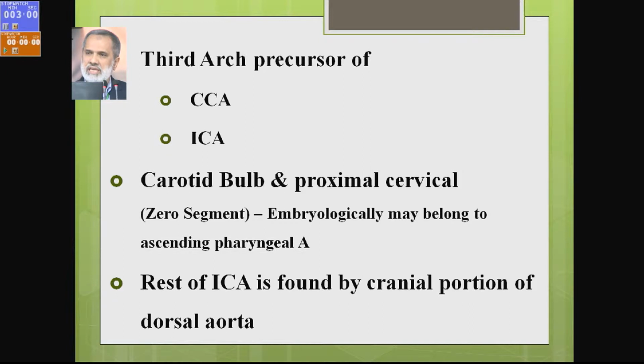So baroreceptors can be present in the ascending pharyngeal artery. When we try to embolize sometimes in pre-surgical embolization, we have to be very careful with the ascending pharyngeal artery, because you get the same receptors which you could find in the carotid bulb and along the zero segment. The rest of the ICA is formed by the cranial portion of the dorsal aorta. So carotid bulb and proximal segment, which is called zero segment, embryologically they are different. They will behave totally differently when you cross this.